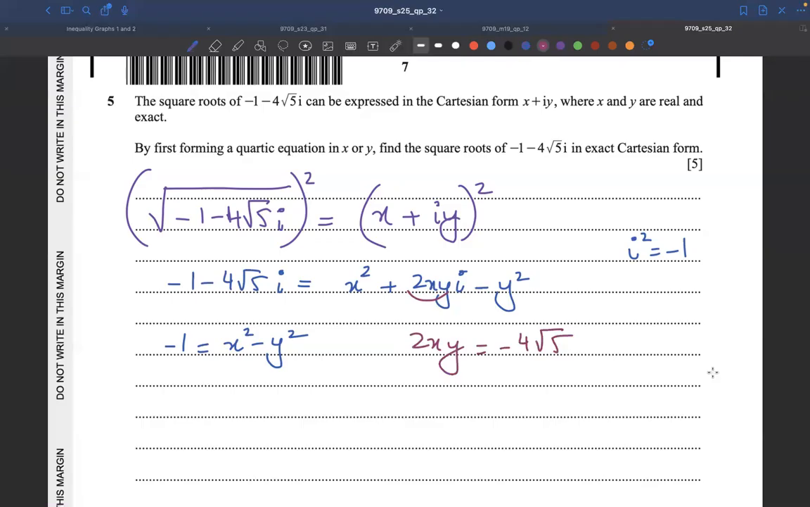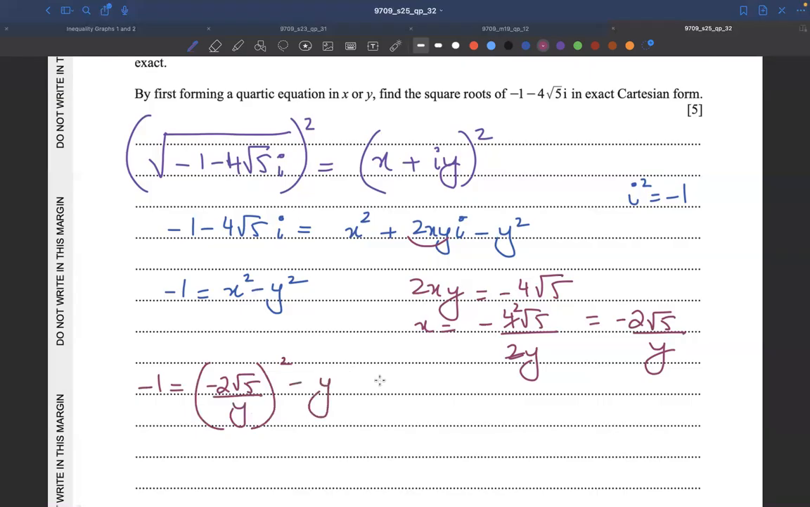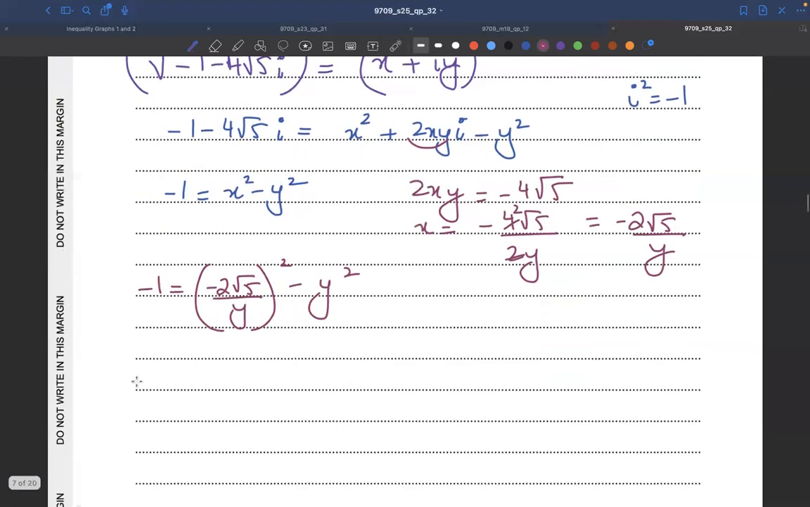Now we'll use these equations to form a quartic equation and then find the values of x and y. So let's say x is equal to minus 4 root 5 upon 2y. This will cancel out. So x would be equal to minus 2 root 5 upon y. Now in place of x, we'll substitute this value. So -1 would be equal to (minus 2 root 5 upon y) whole squared minus y squared. Expanding the square, we get -1 is equal to 4 into 5, that is 20 upon y squared, minus y to the power 2 again.